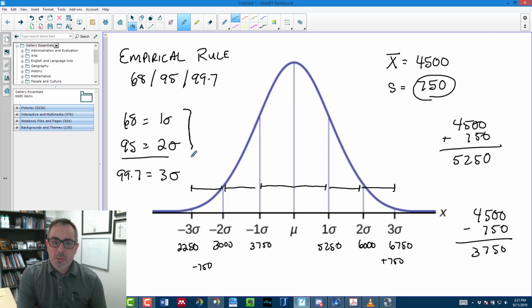Remembering that the empirical rule really only gets used when we are talking about a normal bell-shaped distribution. All right. If we're not talking about a normal bell-shaped distribution, we will talk about another rule that you could use to approximate really kind of the endpoints for this in another video.